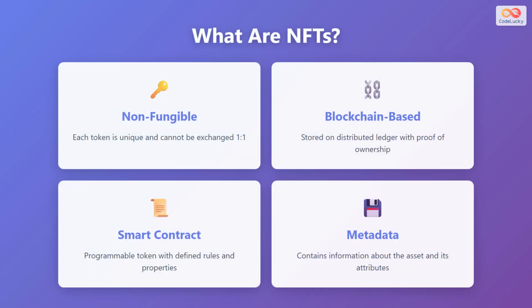NFTs, or non-fungible tokens, are unique digital assets stored on a blockchain. Unlike cryptocurrencies such as Bitcoin or Ethereum, each NFT is one of a kind and cannot be exchanged one-to-one with another token. They're powered by smart contracts, which are self-executing programs that define the rules and properties of each token. Every NFT contains metadata, which is information that describes the asset and its unique attributes.